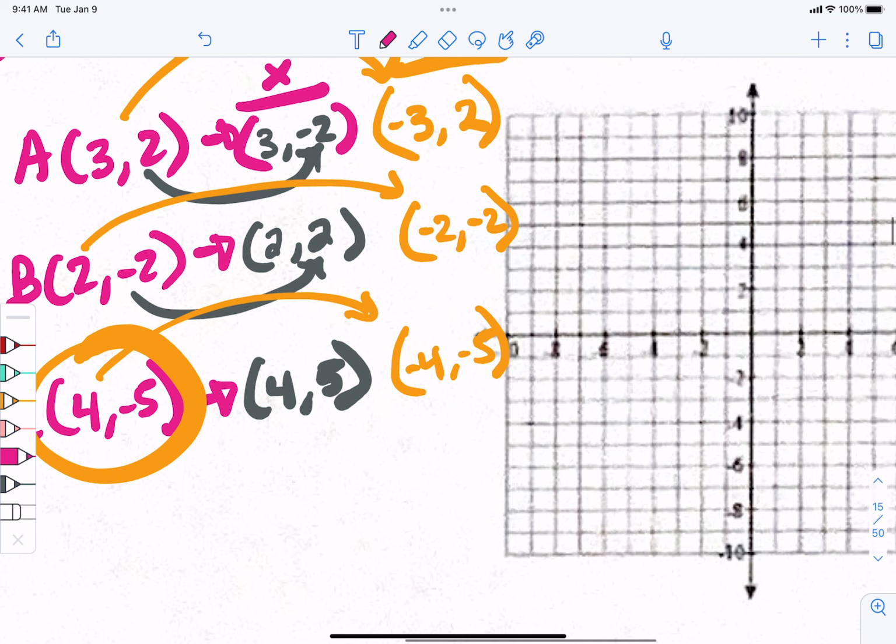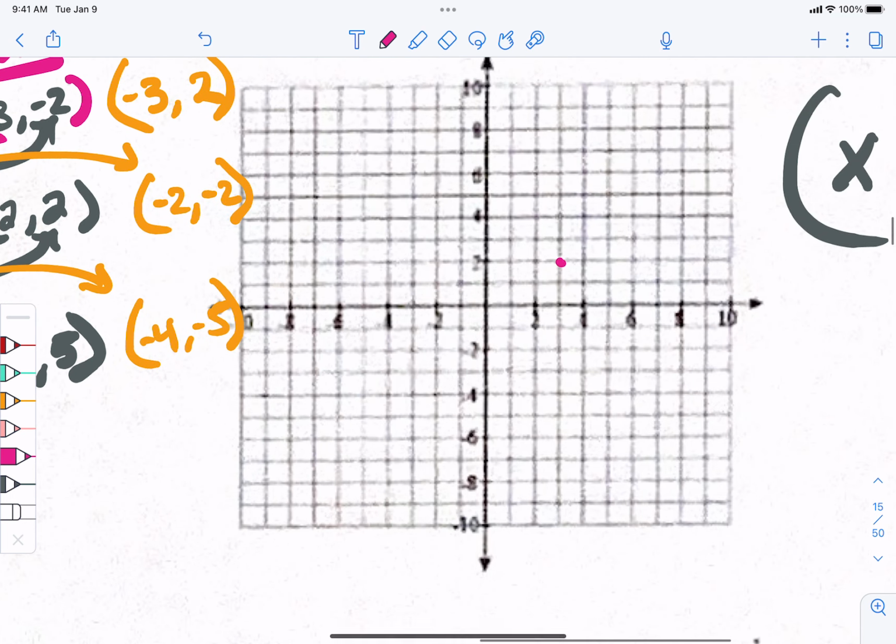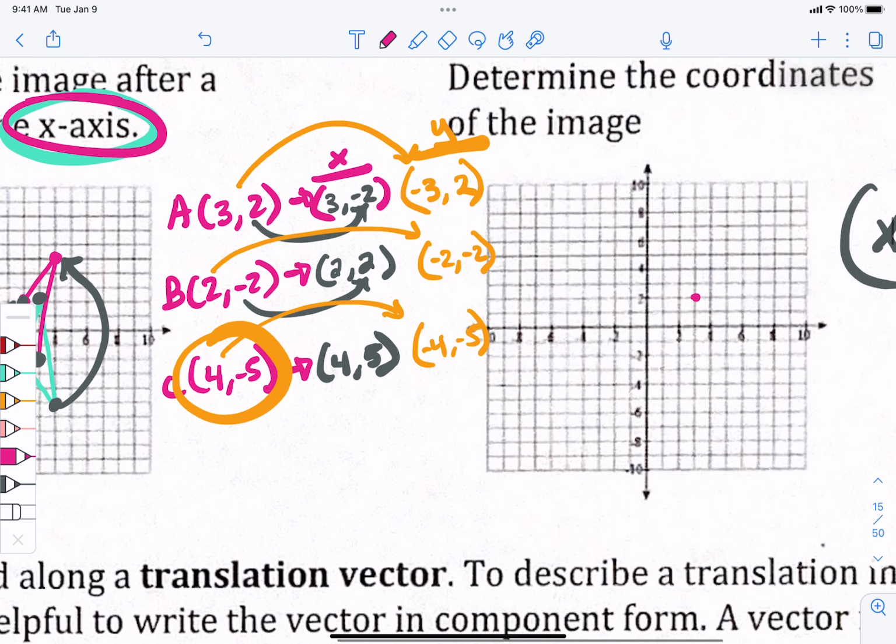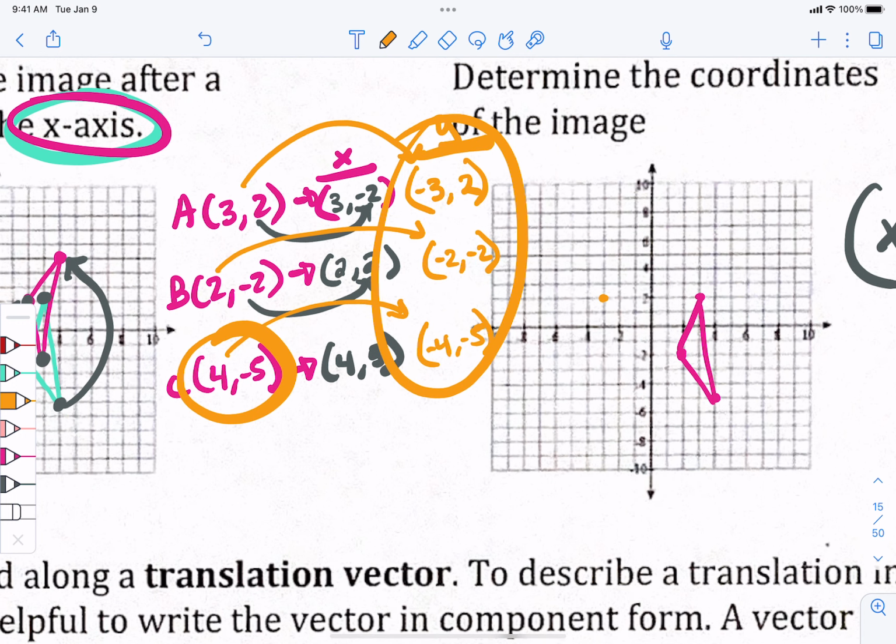Okay, so my original guy was 3, 2. I'm just going to graph these really briefly. 2, negative 2, and 4, negative 5. No, wait a second. Gosh, I can't do the math here. 3, 2, 2, negative 2, and 4, negative 5. There we go. Okay, this is my original guy. And I'm going to then plot these points, which are negative 3, 2, negative 2, negative 2, and negative 4, negative 5.